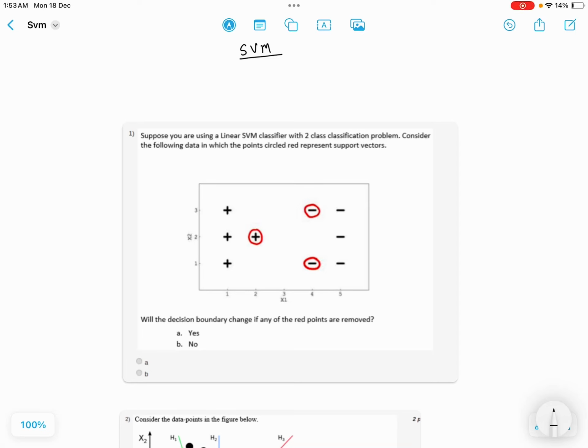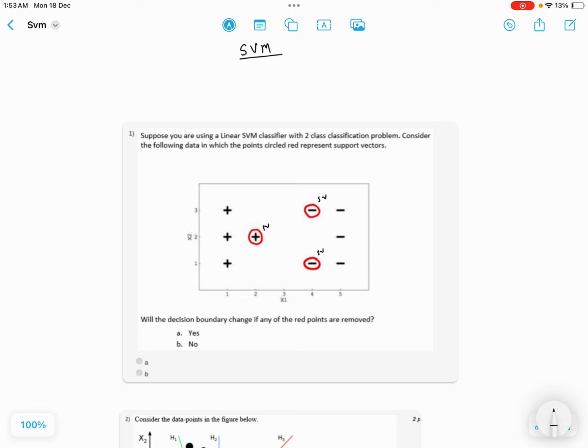Okay, so let's look at a few of the questions from support vector machine. The first question is, suppose you are using a linear SVM classifier with a two class classification problem. Consider the following data in which the points circled red represent the support vectors. So all these are the support vectors, right? Will the decision boundary change if the red points are removed?